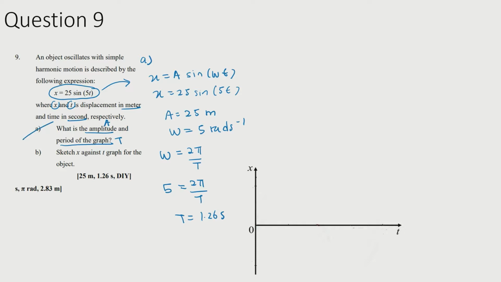Now, sketch the x against t graph for the object. So we know x is in meter and t in second. And we know the amplitude is 25 and negative 25, and the period is 1.26. So you can sketch. That's all. But don't forget to label your graph, your axis. Okay, we are done with question B as well.